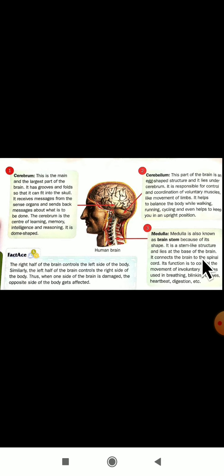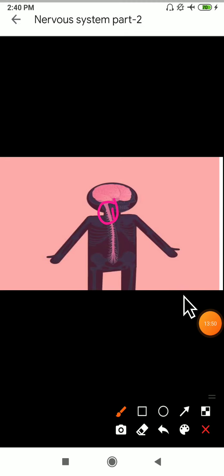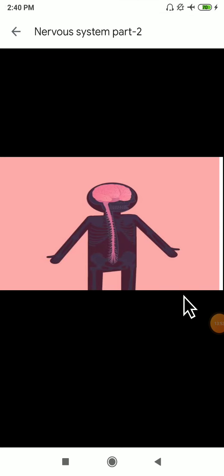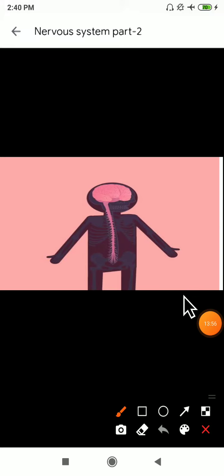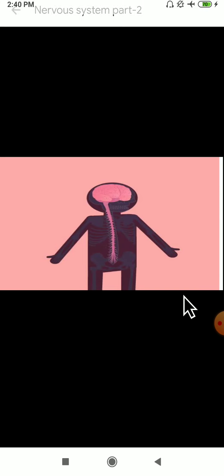It connects the brain to the spinal cord. Its function is to control the movement of involuntary muscles used in breathing, blinking of eyes, heartbeat, and digestion. So, what is the function of the medulla? It controls the movement of involuntary muscles used in breathing, blinking of eyes, heartbeat and digestion. And it is connected to the spinal cord. You can see in the picture, here is the brain. It has 3 parts and this medulla, the brain stem, is attached to the spinal cord.